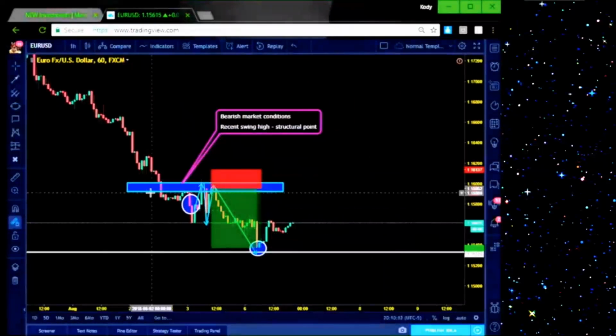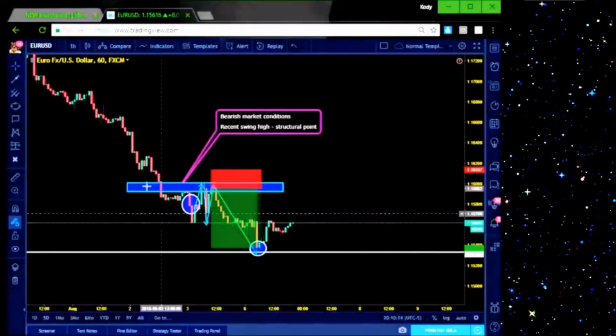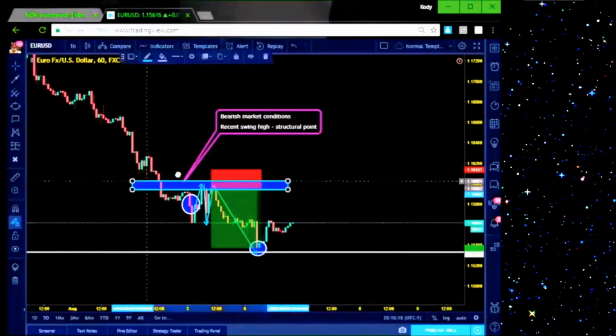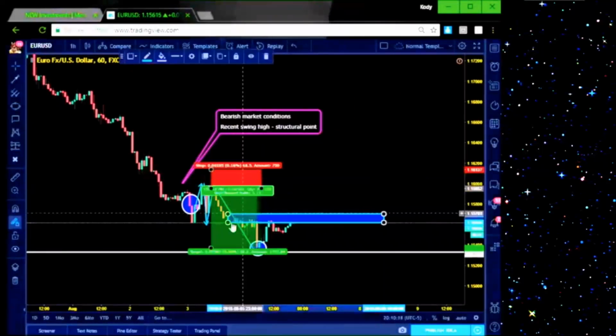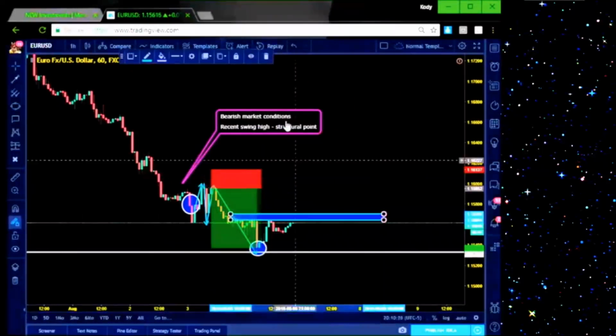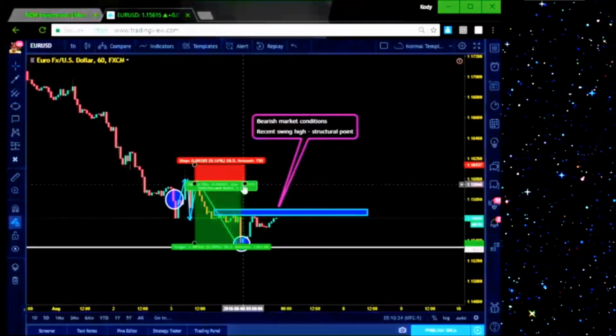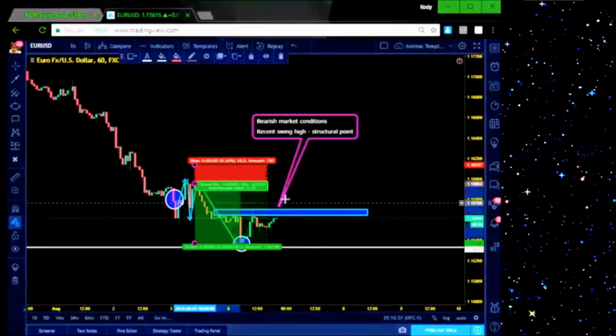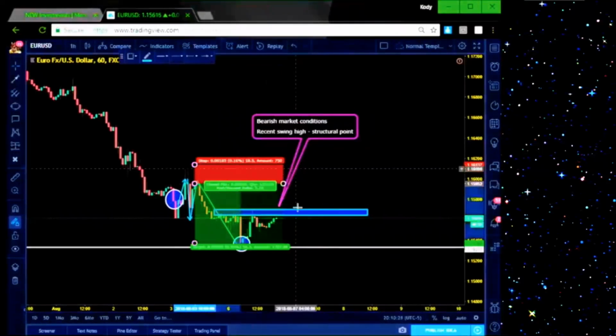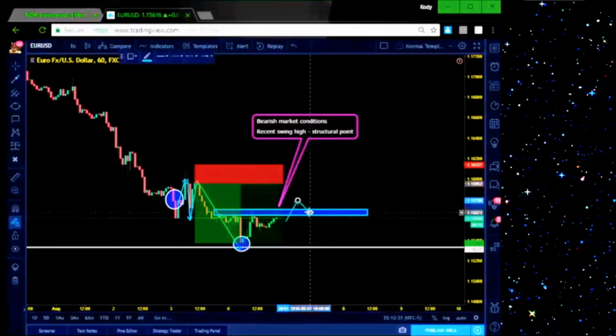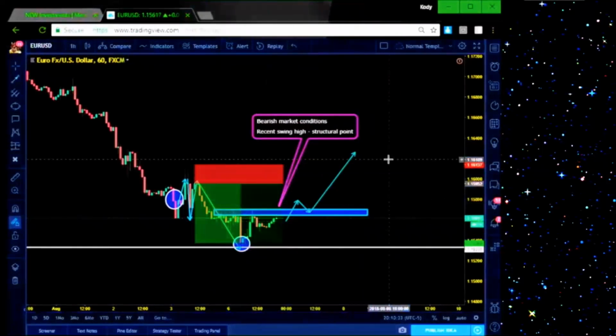Or honestly, you could just follow structure. So guys, where's structure right now? Structure right now is right here, right in this area. That's our structural point. That's simple. So you can hold this sell trade. You can still be in this sell trade. When are you going to exit the sell trade? When price breaks and retests, and then it's going to go.